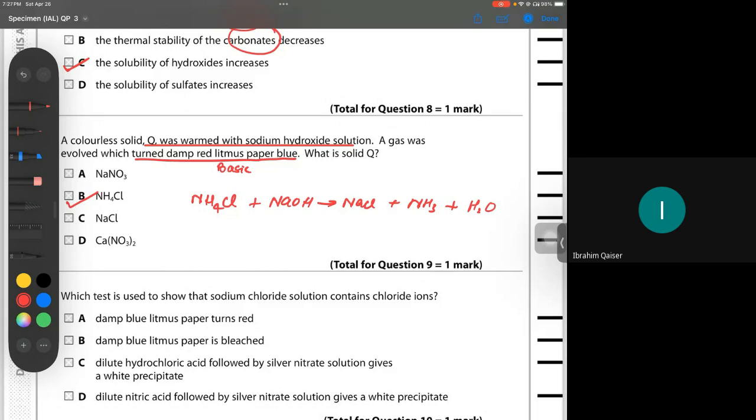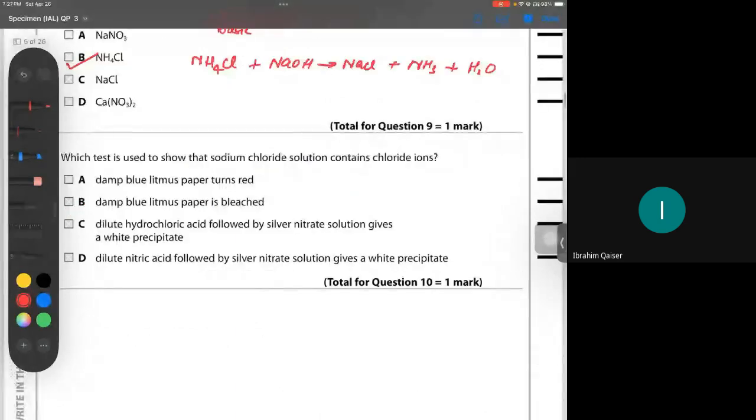Then in the next question, which test is used to show that sodium chloride solution contains chloride ions? You have to test the chloride ion by adding silver nitrate. It's going to give you the white precipitate. So the option is D. Sir, why not hydrochloric acid, this C?